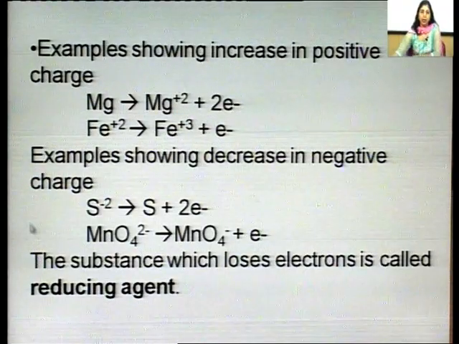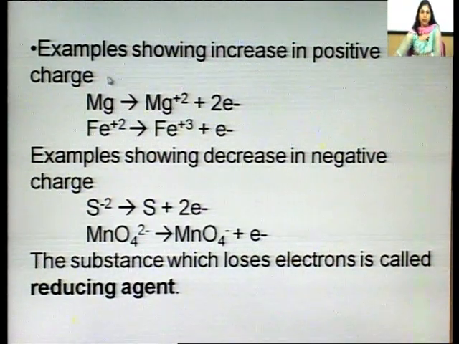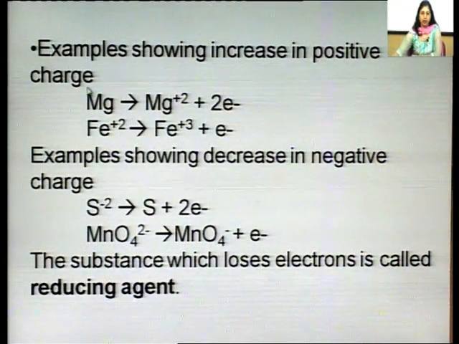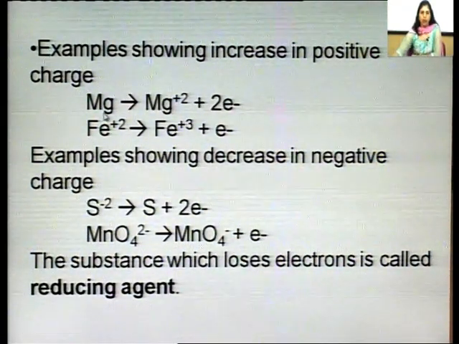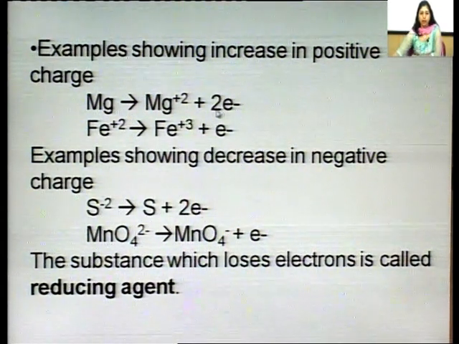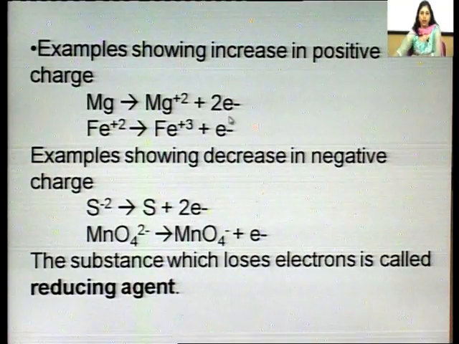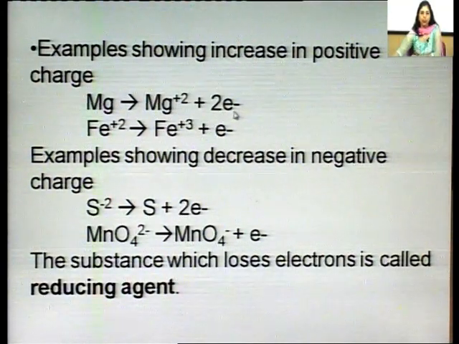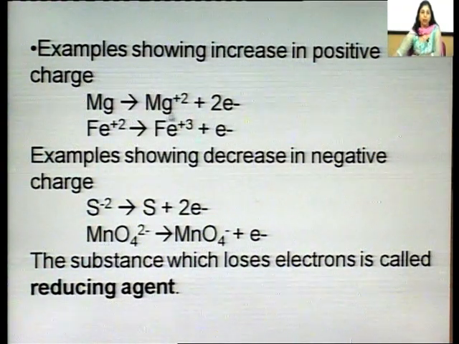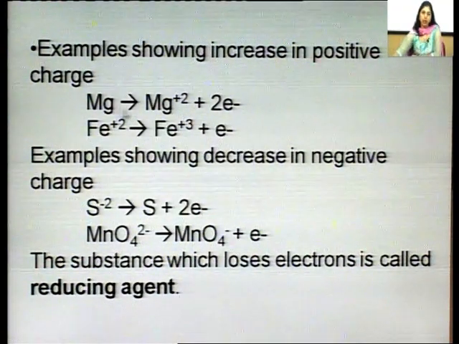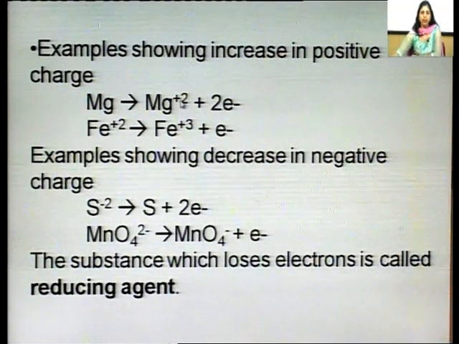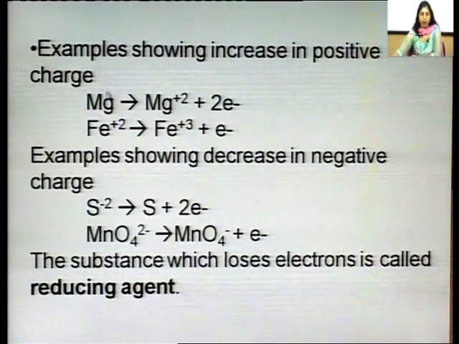It can be explained by taking a few examples. Examples showing increase in positive charge. When magnesium undergoes oxidation, that is, it loses 2 electrons. After the loss of these 2 electrons, it changes into magnesium 2 positive ion. Here you can easily see that there is an increase in positive charge of magnesium.